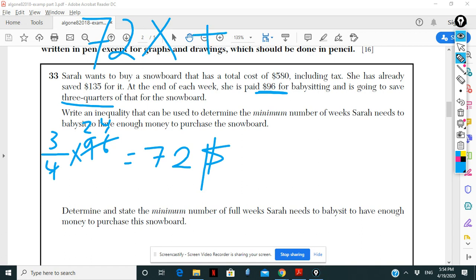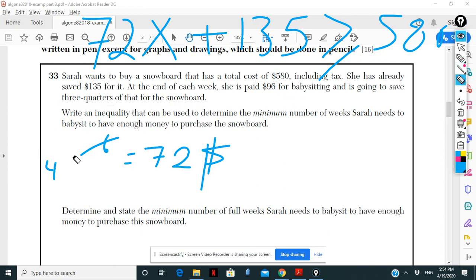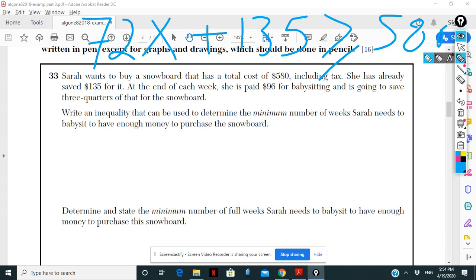Now she already saved 135. Now the snowboard cost is 580. She cannot have less than the 580, so this amount should be more than or equal to 580. Now we wrote the inequality.